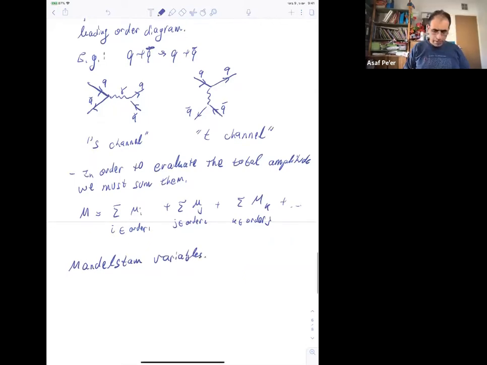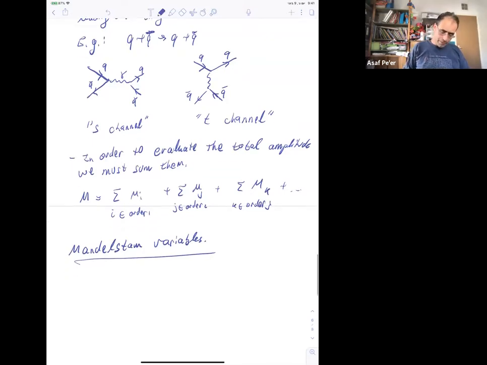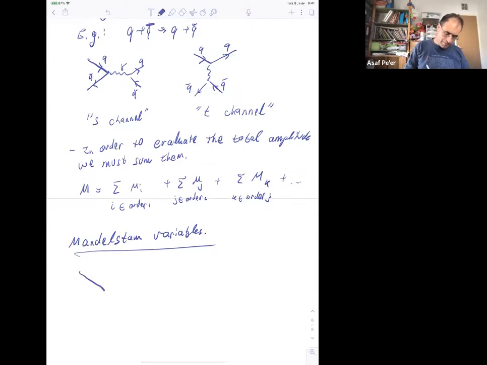Right. So the difference between these two types of processes is easier to understand if we write down the four momenta. We said there is a conservation of the four momenta. So if I look at the first, the S-channel diagram, we have here an e and then we have a quark and anti-quark. Right, so let's look at the momenta.